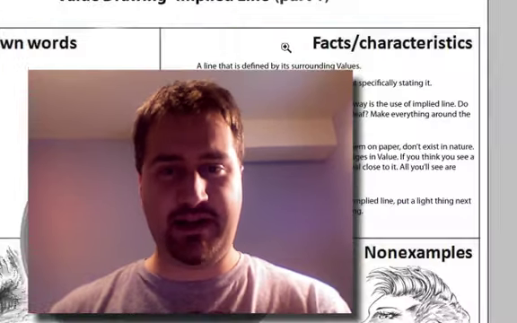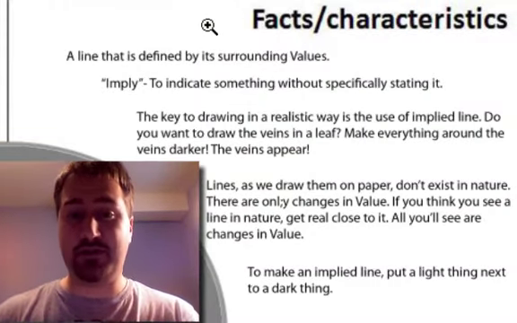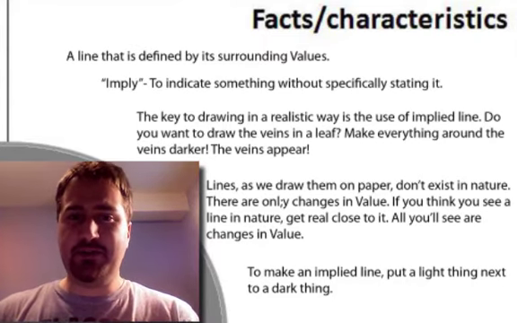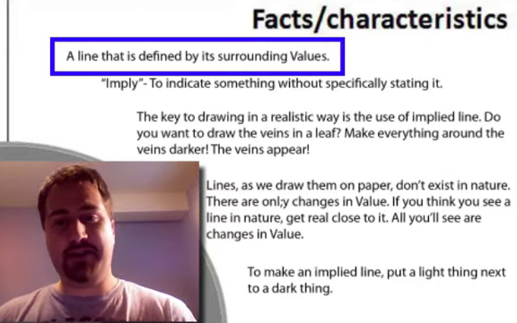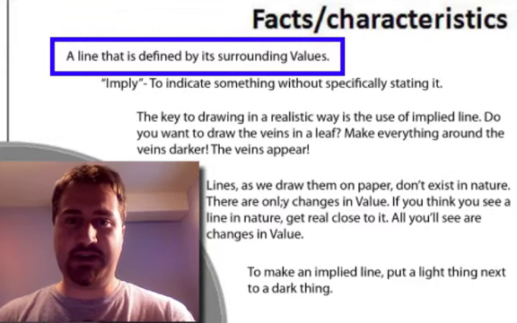So, implied line. Well, we all know what a line is. Let's take a look at what an implied line is. And before we look at the picture, let's look at some of the definitions first. So what is an implied line? Well, the technical term is it's a line defined by its surrounding values. Value, once again, different shades of gray.